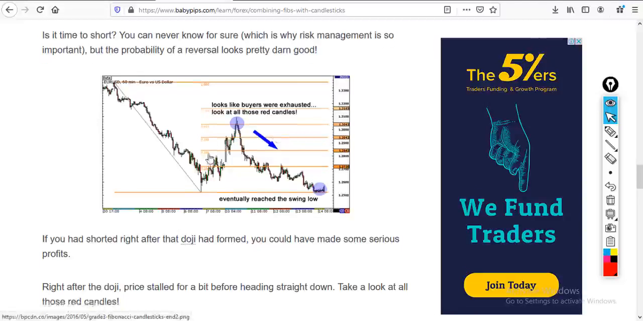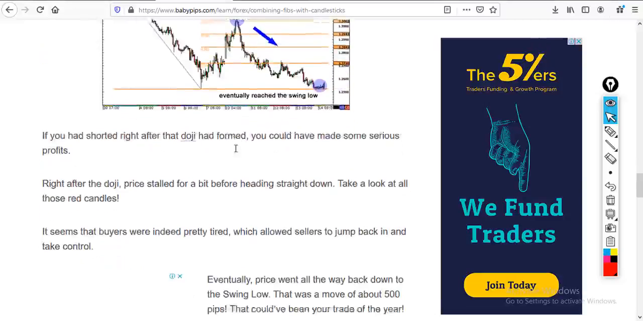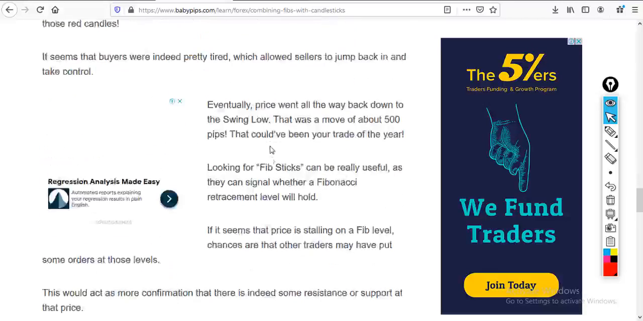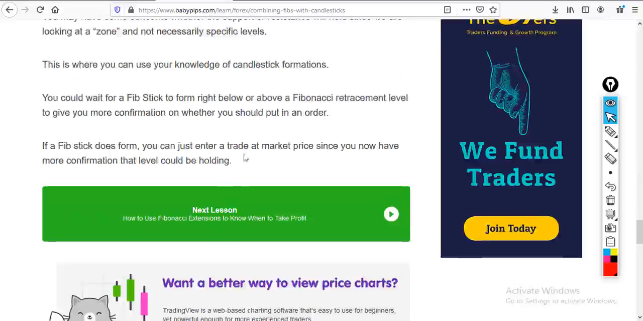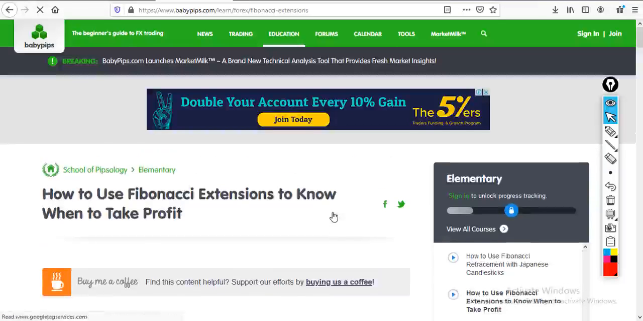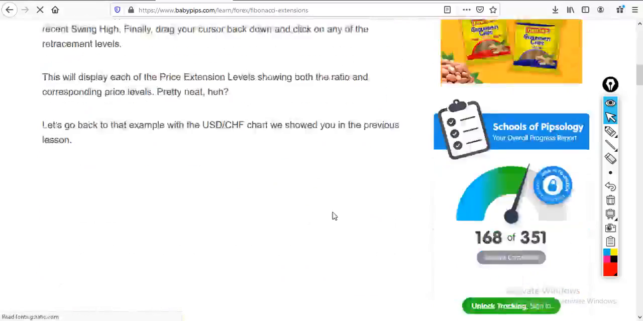So we always have to take our time, and have more confirmations on our side before we take our trade. So that is what happened. Price tumbled down, went back to the previous swing low. If we combine our knowledge of candlestick patterns, Fibonacci and trend lines, we'll be able to come out with more profit. So how can we use Fibonacci extension levels to take our profit?